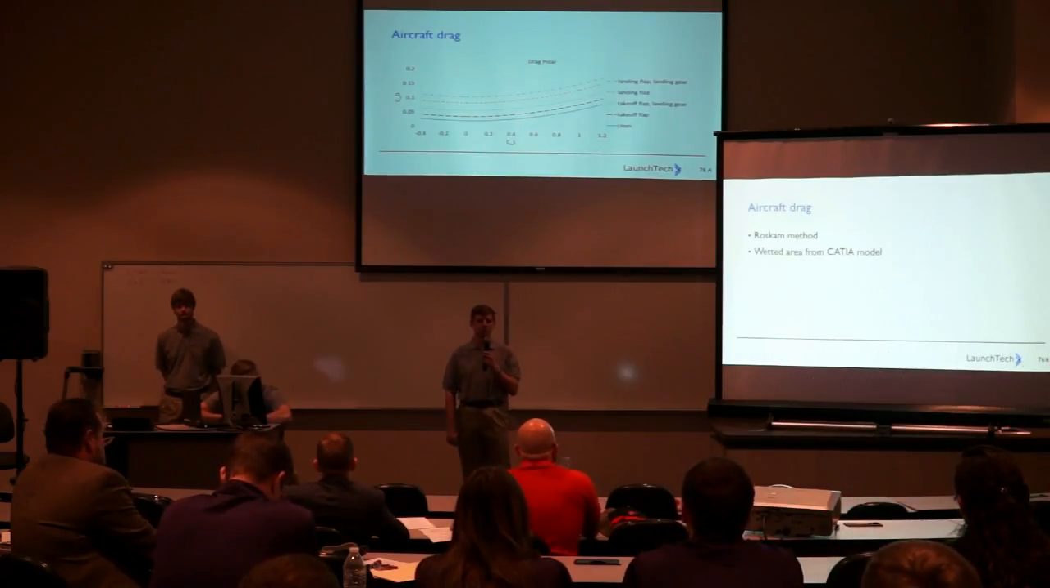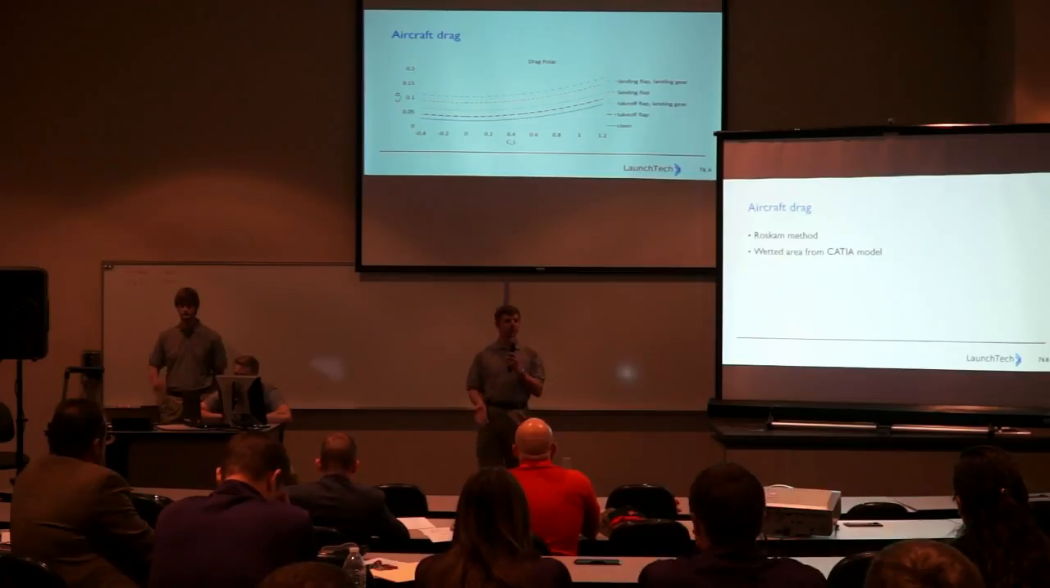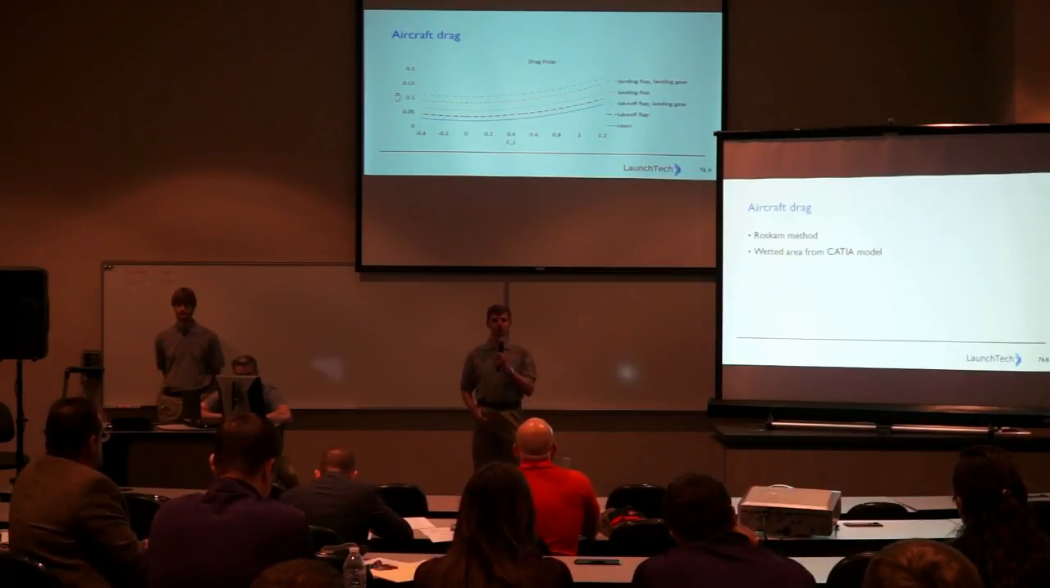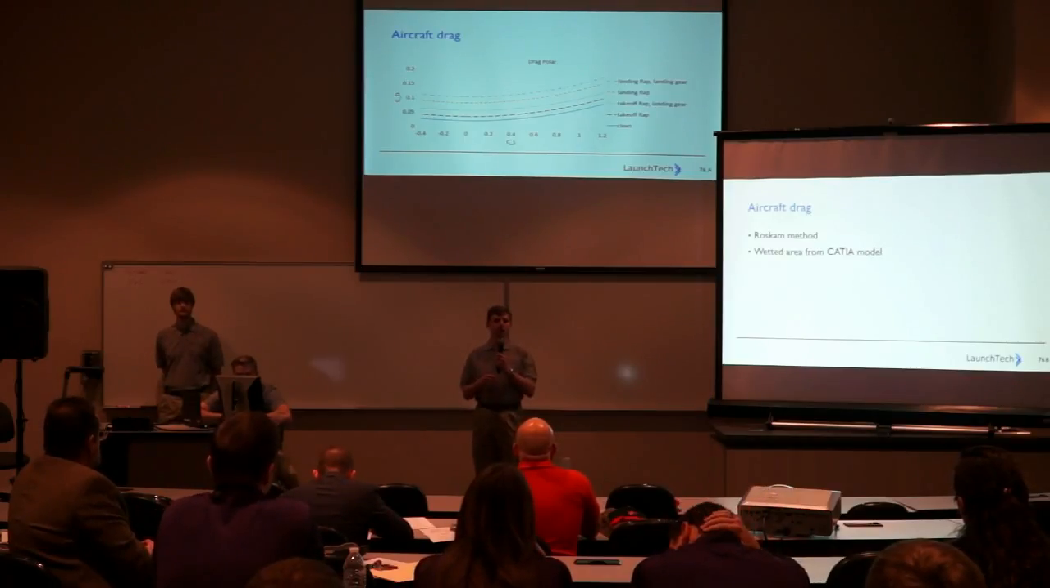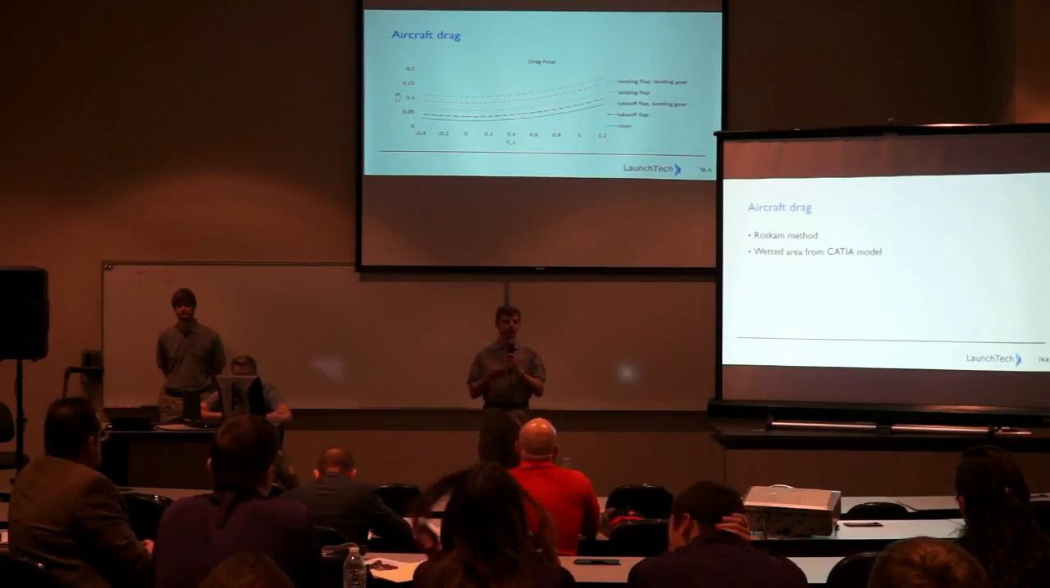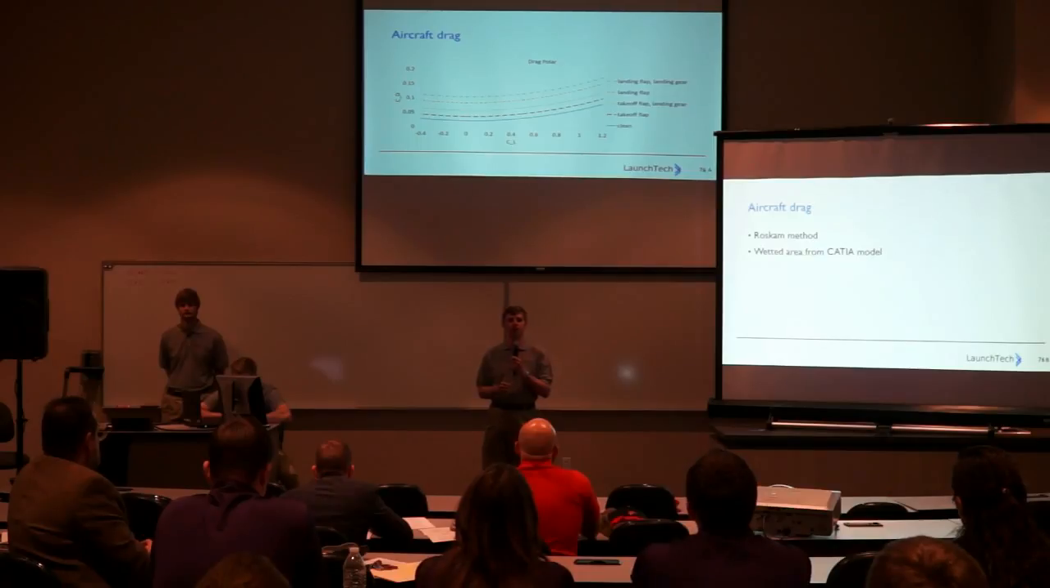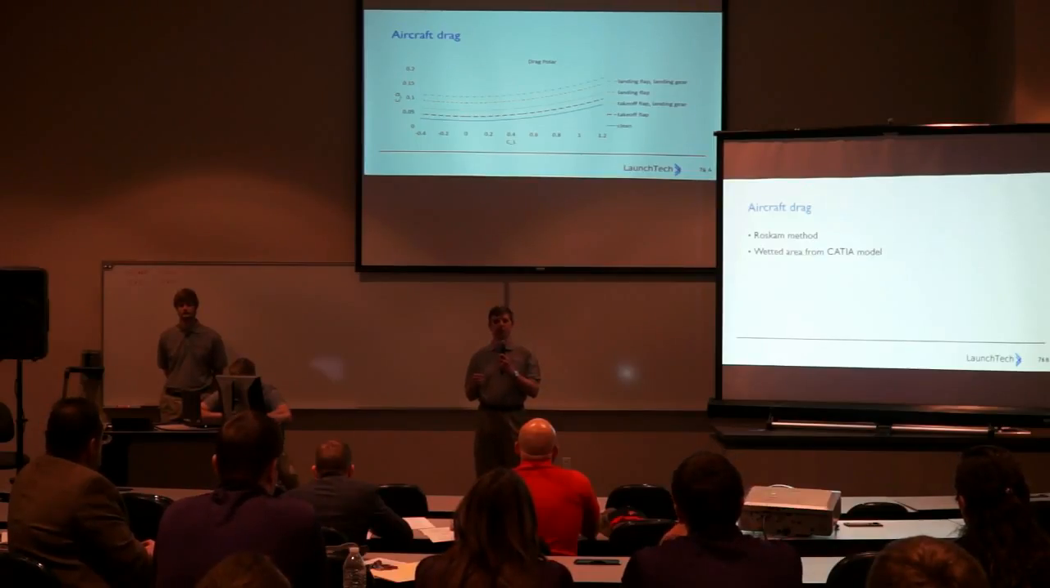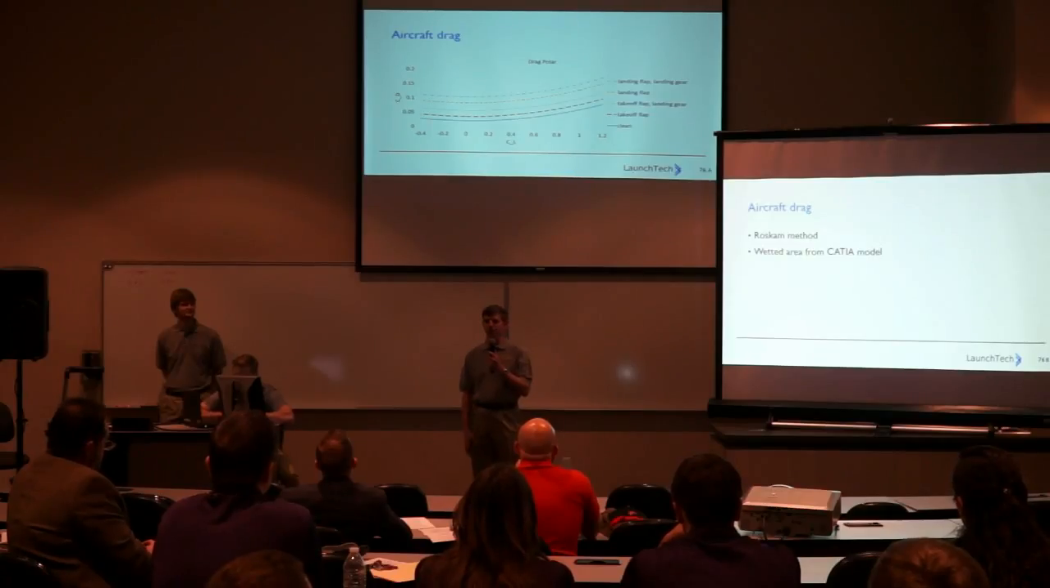On the primary screen, you can see our drag polar. This was developed with a method from Roscom, and we used the wetted area from our CATIA model to come up with the plot. The plot goes from our clean configuration with the lowest drag to our most dirty configuration at the top, with landing gear deployed and flaps deployed for landing.